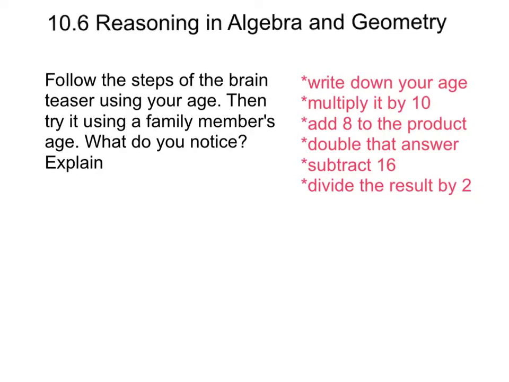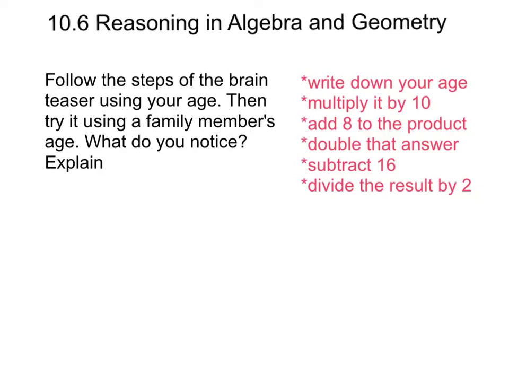So here are the steps. Write down your age. Multiply that age by 10. Now add 8 to the product. Okay, now double it. Subtract 16. And then take your result and divide it by 2. Follow those same steps with a family member's age, and I want you to notice something that happens.